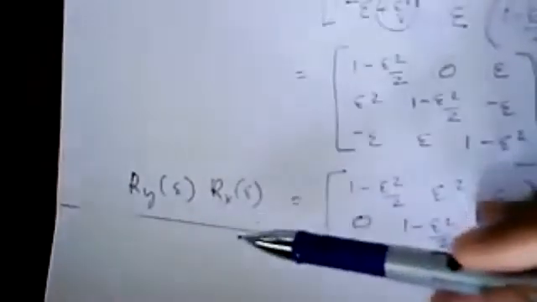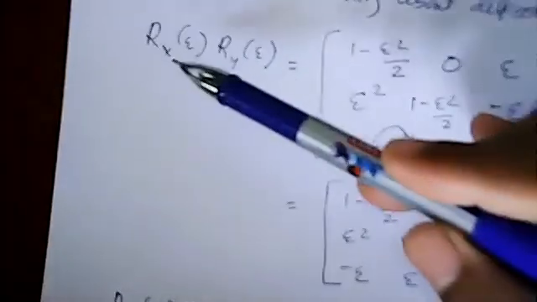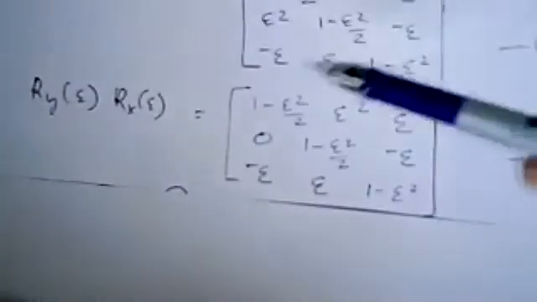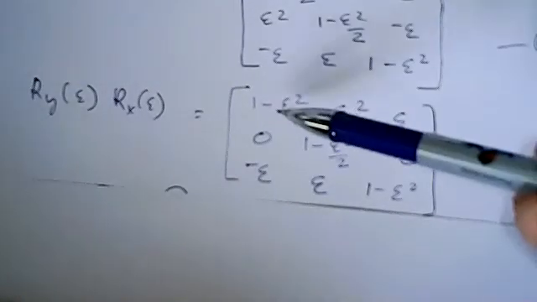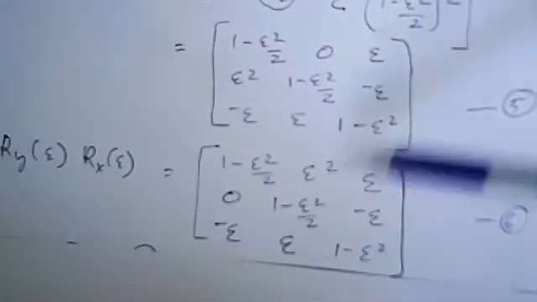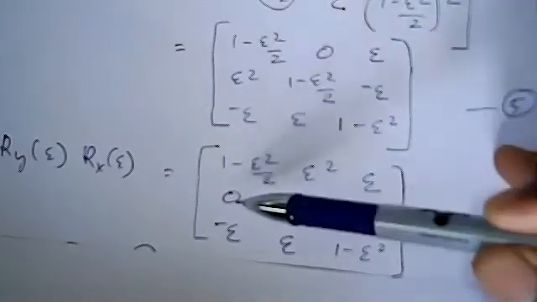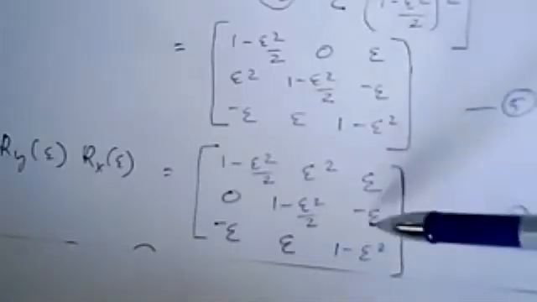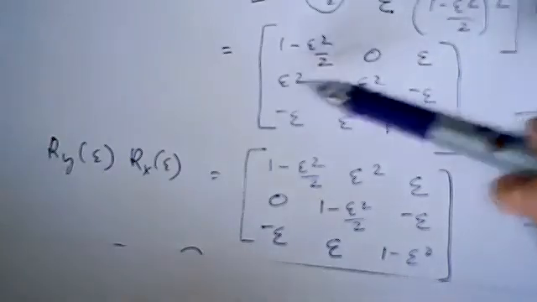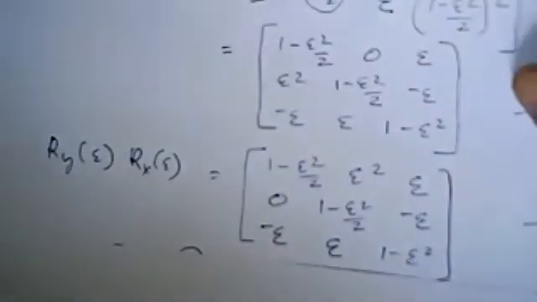Now you consider the reverse of this one. You multiply Ry Rx. Earlier we did Rx Ry, now you do Ry Rx. You can see that it is a similar matrix, but elements are slightly displaced. The first term is the same, the second term is different. It was 0 here, now it is epsilon square. Here it was epsilon square, it is now 0. This term is the same, and all other terms are the same. Only these two terms get interchanged, epsilon square and 0.